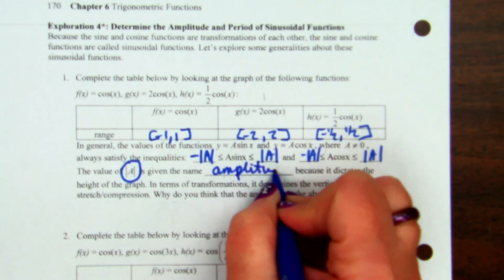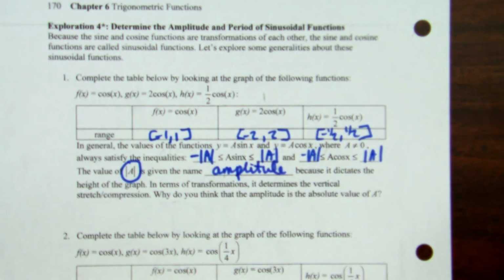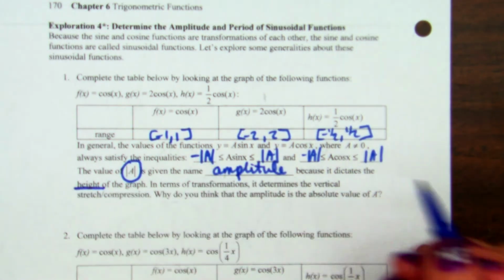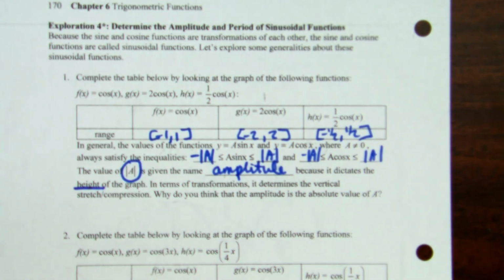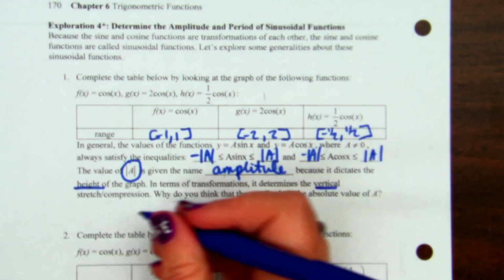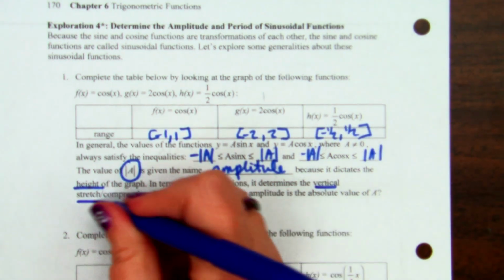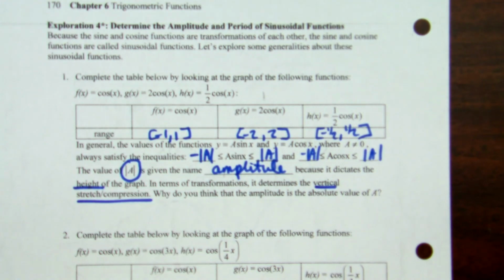How high and how low the graph goes. It's the height of the graph. In terms of the transformation, it determines the vertical stretch or compression. Why do you think the amplitude is the absolute value of A?